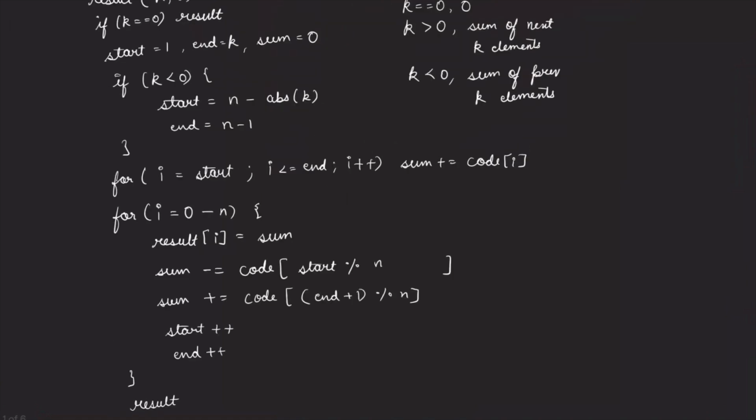So if you see, here we ran a for loop k times, right? And here we ran a for loop n times, right? So what will be the time complexity? It will be order of n plus k. K is smaller, so we can consider it as order of n. So we have reduced our time complexity from n into k to n, right? So let's quickly code it out now.